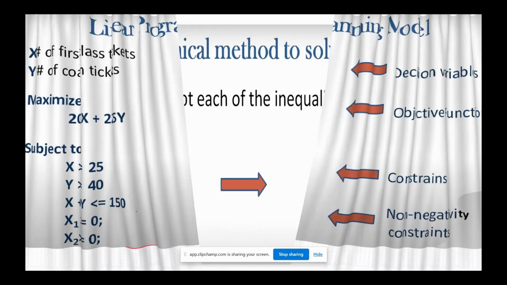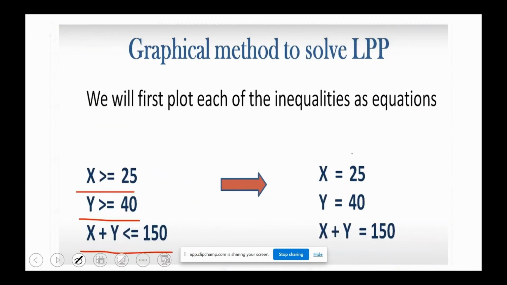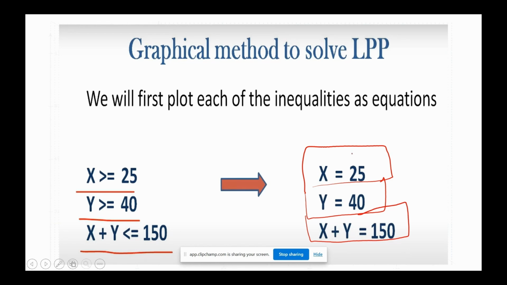So this is how we have to make the LPP model, and then we move ahead. The first step is to convert the inequalities into equality. Like x greater than or equal to 25 is an inequality, and we convert it into an equality, which is only the equal to sign. So x is equal to 25, y is equal to 40, and x plus y is equal to 150. We have converted these into equal signs so that it is easy for us to plot.